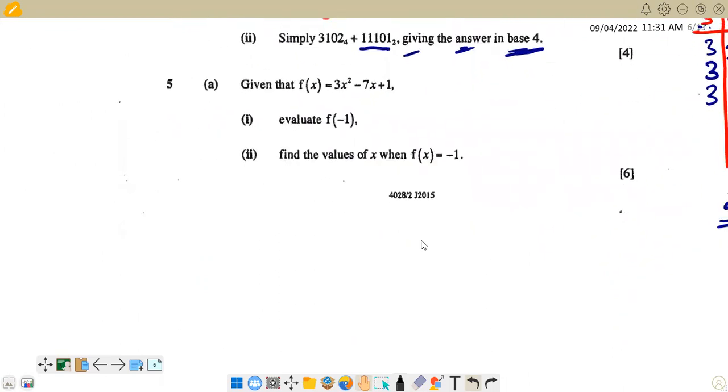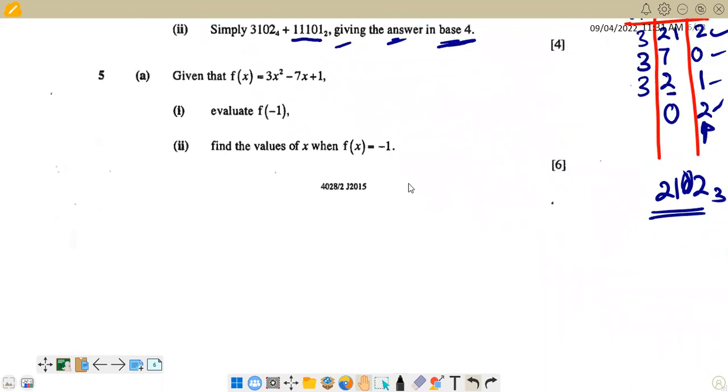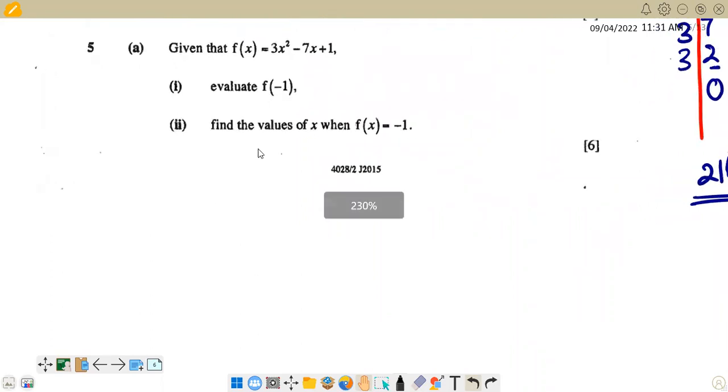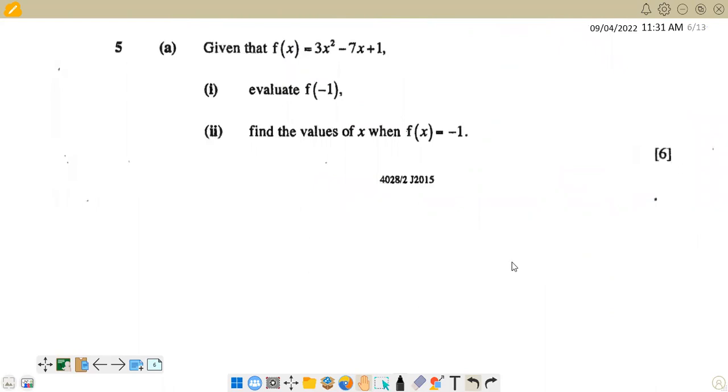Number 5, we are now given, so this was just 4 marks here. Okay, so let's just move to number 5. It is given f of x is given by 3x squared minus 7x plus 1. So f of x. So the first question is to find f of minus 1. So what does f of minus 1 mean? In place of x, substitute minus 1. Okay, so this is our first item here.